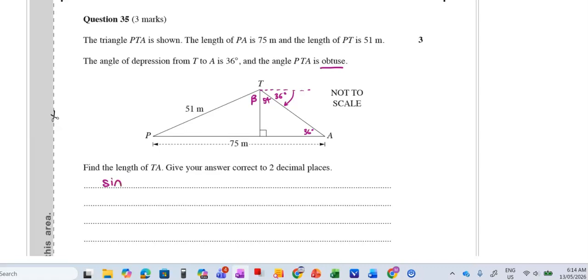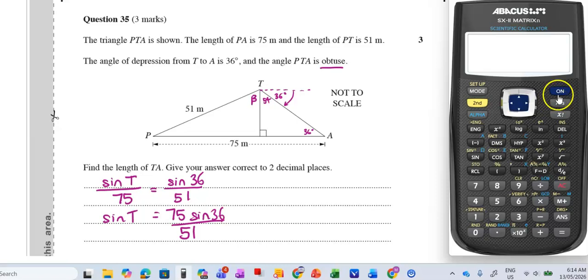The angle at T is what we're looking for, so I'm going to make that in the top left-hand corner of my equation. So sine T over 75 is in the same ratio as sine 36 over 51. So sine of T equals 75 sine 36 on 51. I can evaluate all of that. 75 sine 36 over 51. I get 0.864.